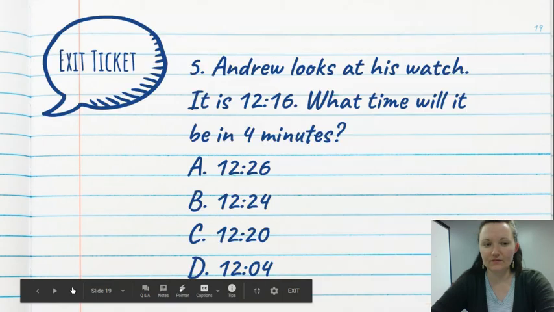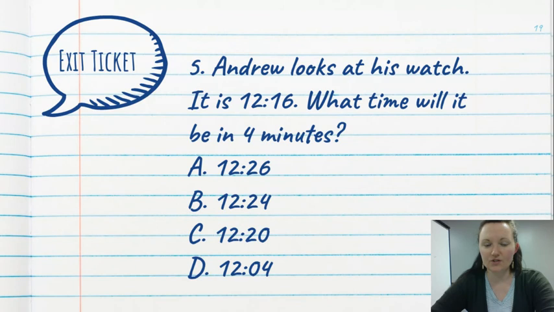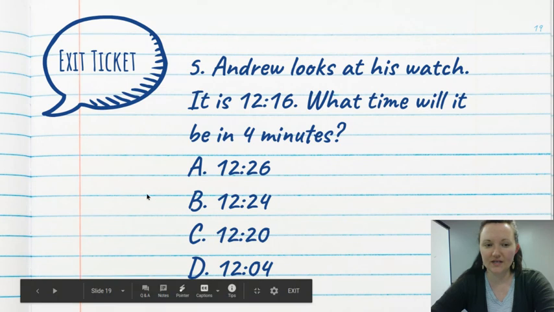Now, last thing we have is our exit ticket. Andrew looks at his watch. It is 12:16. What time will it be in 4 minutes? A, 12:26, B, 12:24, C, 12:20, or D, 12:04? Okay, go ahead and answer that one on your paper also. And then we can go over the answer during our Google Meet time.